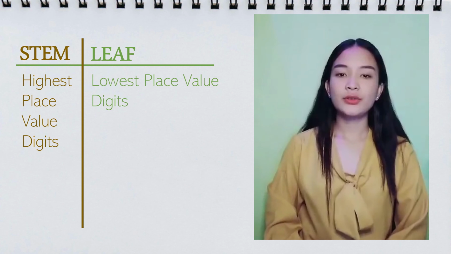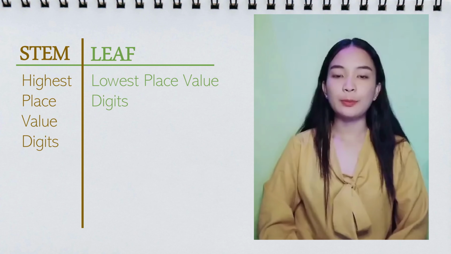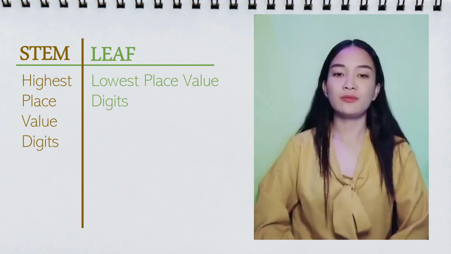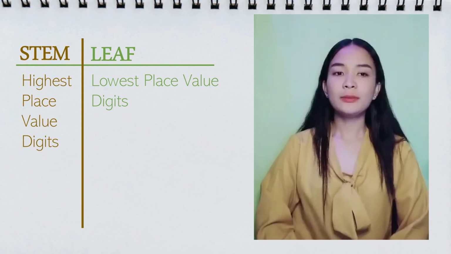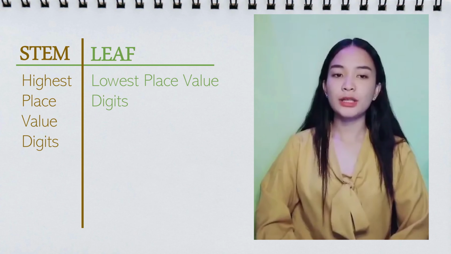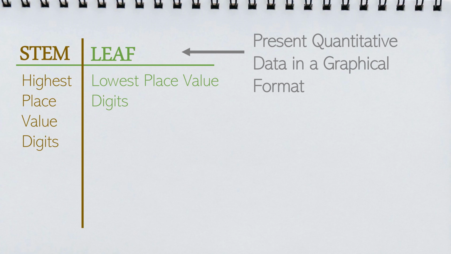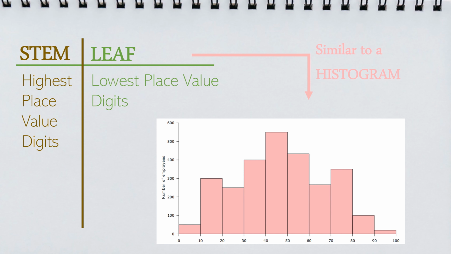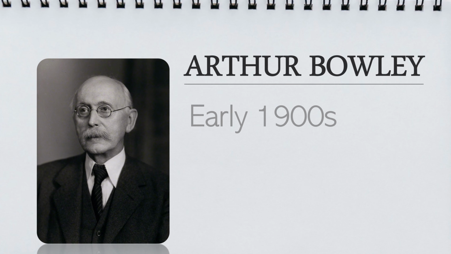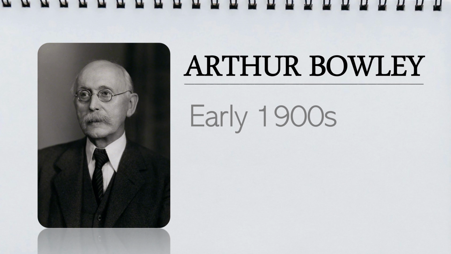Next is the history of the stem and leaf plot. So what is the history of the stem and leaf plot? A stem and leaf display, or a stem and leaf plot, is a device for presenting quantitative data in a graphical format, similar to a histogram, to assist in visualizing the shape of a distribution. They evolved from Arthur Bowley's work in the early 1900s and are used in exploratory data analysis.